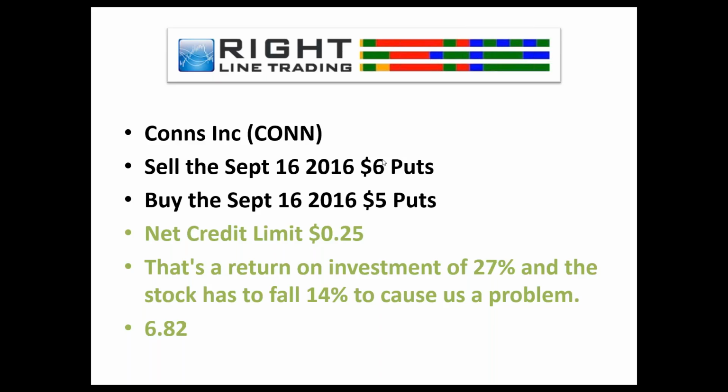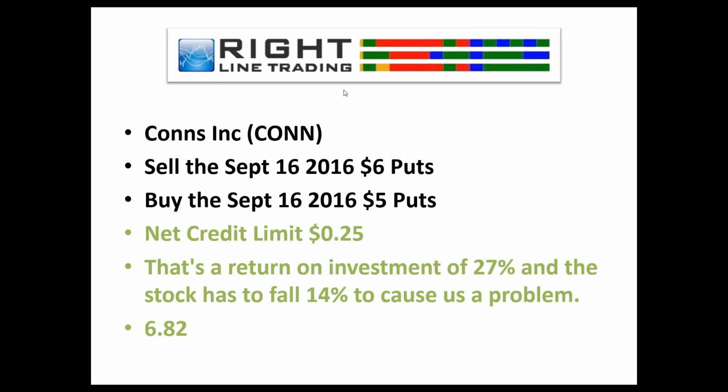So the stock was trading right around 7. We had a $1 cushion on Cons. So if we don't happen to be absolutely correct about it, and it drops to 650 or even to 630 or even to 620, we're still going to get that 25 cents, which is a 27% return on investment.